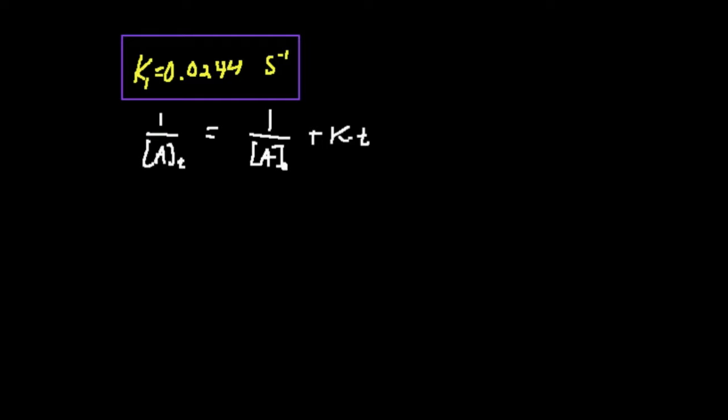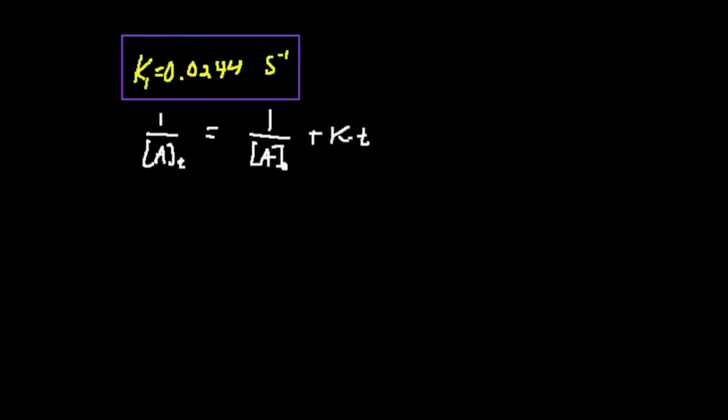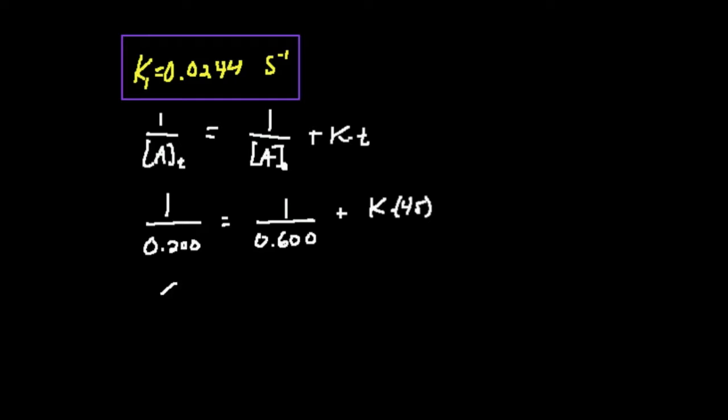So let's go ahead and plug numbers in. Now what was our A sub t? That was 0.2. That's our final concentration at 45 seconds. So this is going to be 1 divided by 0.200 is equal to 1 divided by our initial concentration, 0.600, plus K times 45 seconds. All right, so let's go ahead and figure this out. 1 divided by 0.2 is 5.